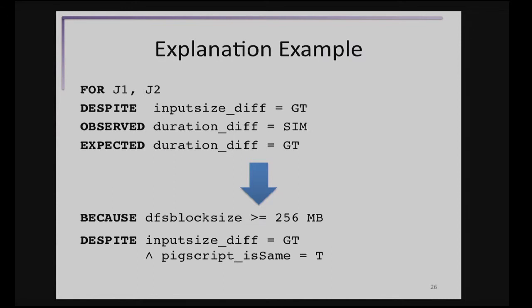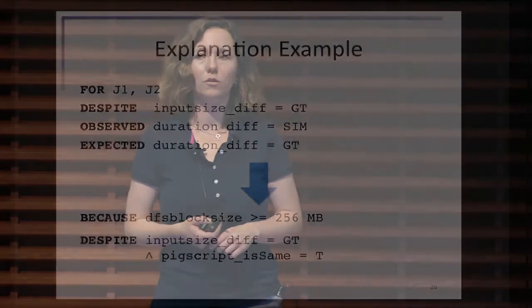But when we say, no, J2 actually processed less data, so only look at those jobs where J1 processes more data and J2 processes less data, then I expect J2 to be faster. Why isn't it? And when we add that despite clause, then we have a much more accurate explanation. And because this despite clause is so useful, our tool can actually generate it on behalf of the user to produce these more relevant explanations.